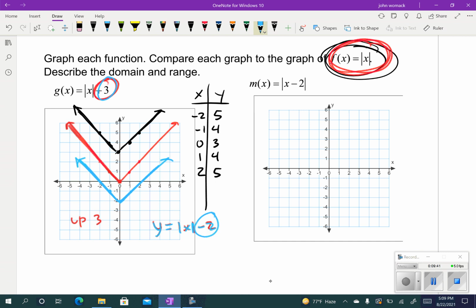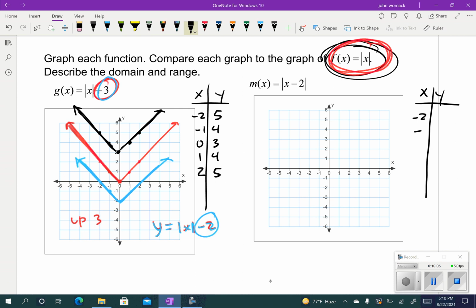Okay, let's try this next one. So same thing. I want you to make a table off to the side, plug in some values, and let's sketch the graph of it and compare it to the original parent graph. Now notice this one has the -2 on the inside of the absolute value. So that's going to change it just a bit. So go ahead and pause it, find a table, graph it.